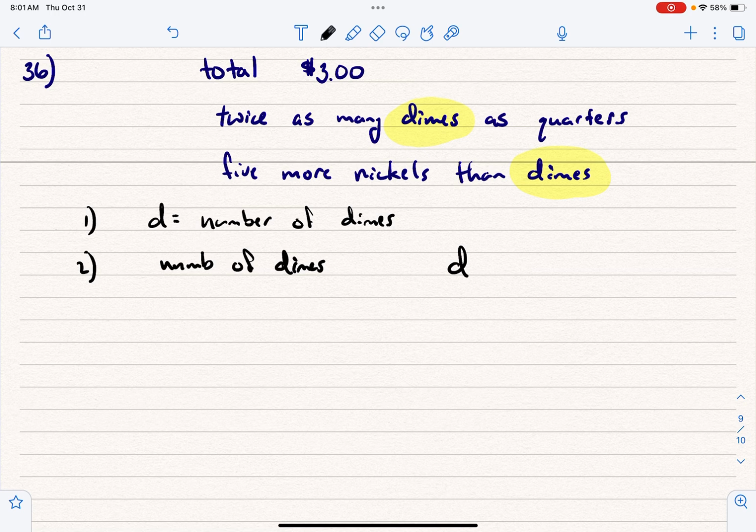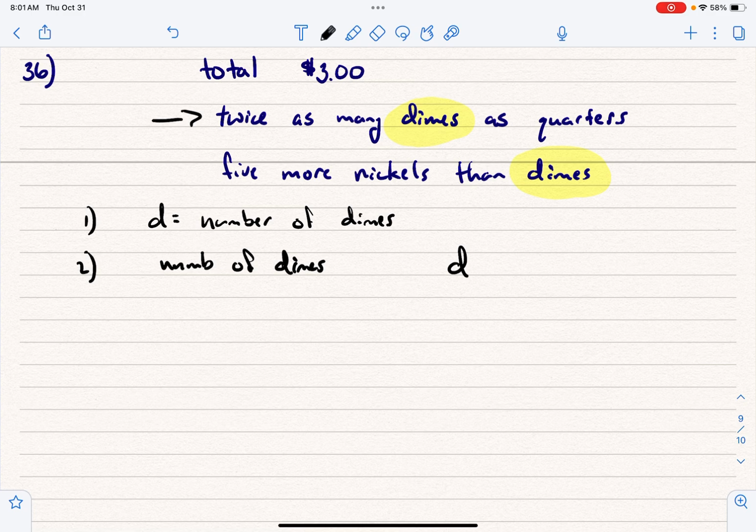Okay, the number of dimes, D. Now, the second sentence is where people really screw this up, because they can't figure out which one to multiply by 2. It says twice as many dimes as quarters, and so everybody always wants to say, okay, 2 times D equals how many quarters I got. But all you have to do is think about reality, which helps with translation. If I told you I had twice as many dimes as quarters, and I had 10 dimes, then you would know I only have 5 quarters. Twice as many dimes as I do quarters.